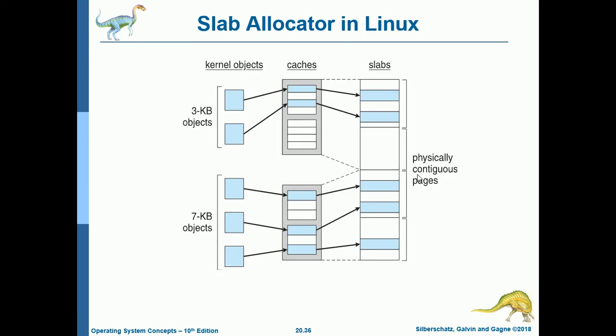So this is the slab allocator in Linux. Actually, it has already been illustrated in the previous chapters. We have these kernel objects, for example 3 kilobyte objects and 7 kilobyte objects. From the caches, they are contained here, and then from these caches, they are saved in the slabs. These are the physically contiguous pages. And it is the same fashion with the 7 or the 3 kilobyte objects: it's in the cache, and it will also be copied in the slabs.